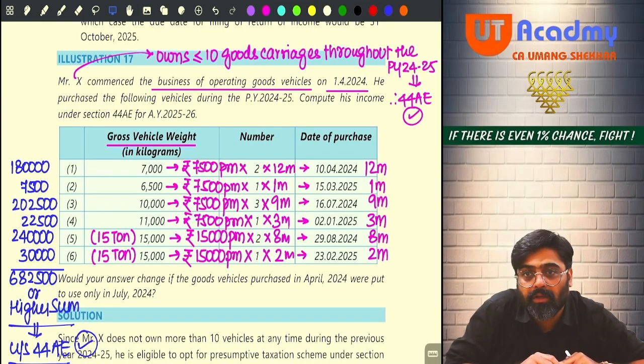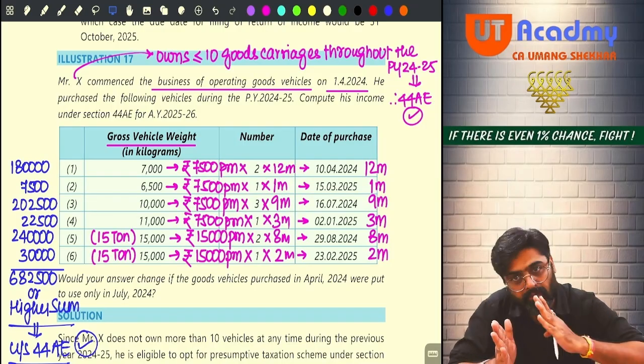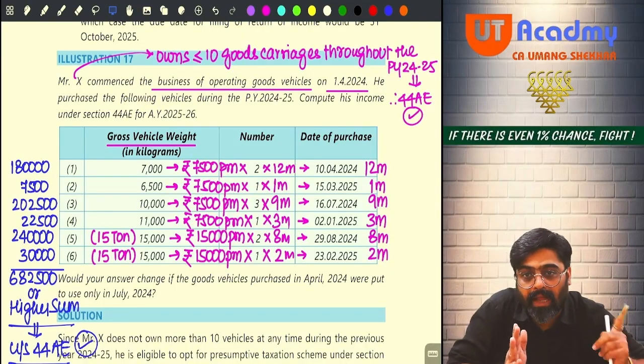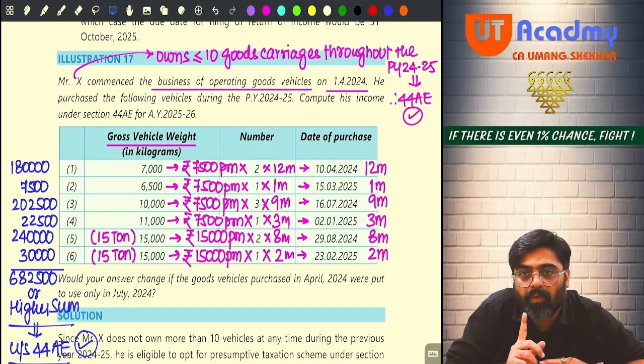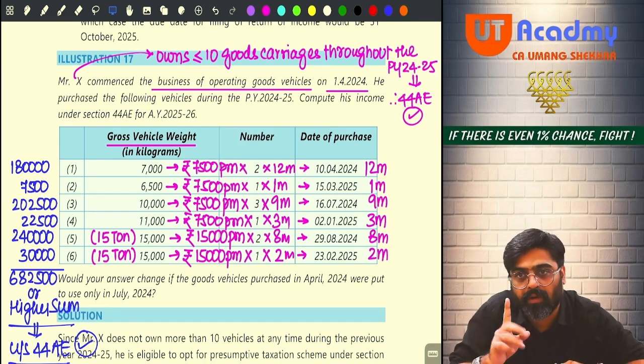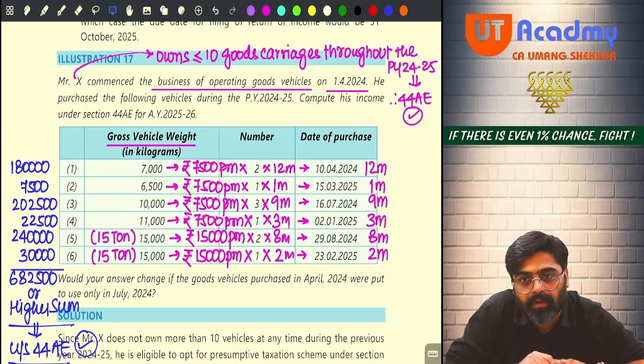Next 3 vehicles you bought in the month of July. Did you become the owner in the month of July? Yes. Start counting from July to March, 9 months. 9 months, 7,500 into 3. Yes or no? Then 1 vehicle you bought in the month of January. So you became the owner in the month of January: Jan, Feb, March. 3 months, 7,500 for that 1 vehicle. That will give you how much? 22,500. Next one.